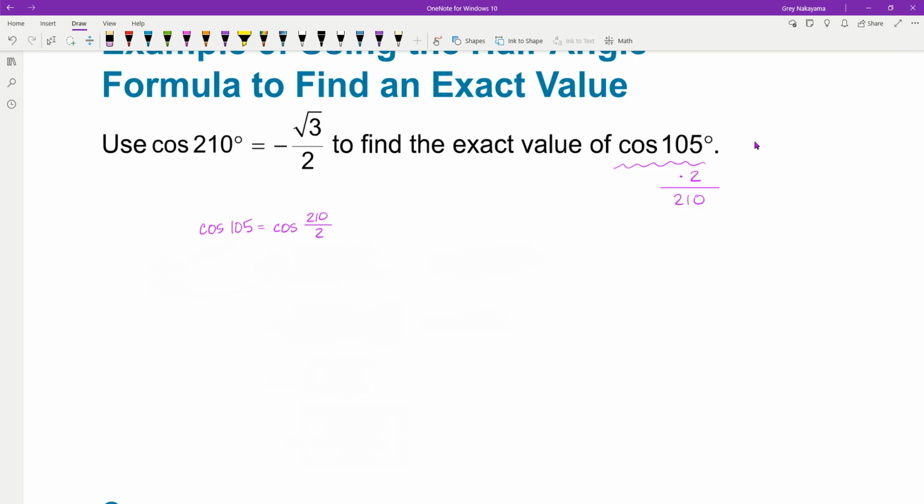All right, and so the first thing we always do is apply that formula. And my formula says that's equal to plus or minus. That's not what I wanted to do. Let's go back.